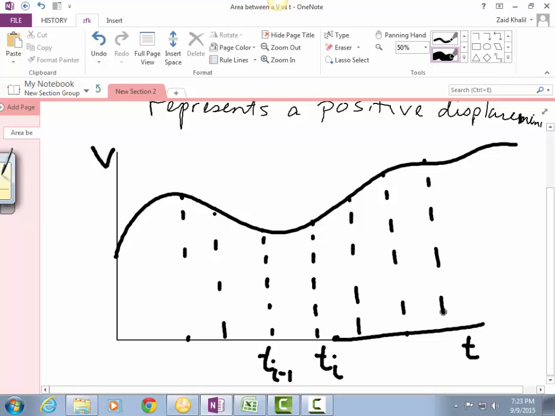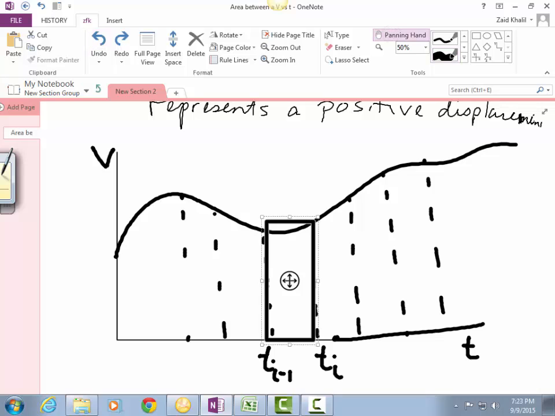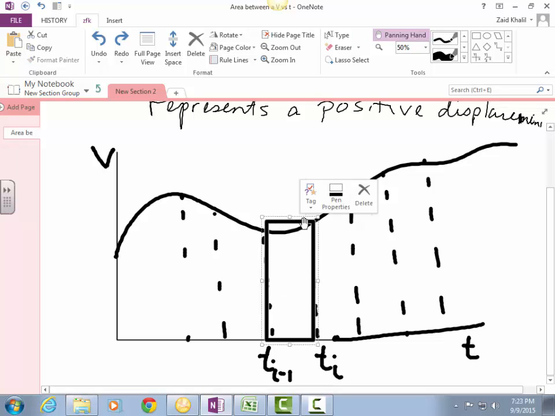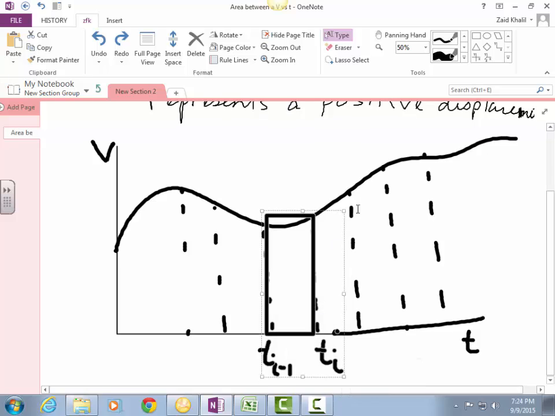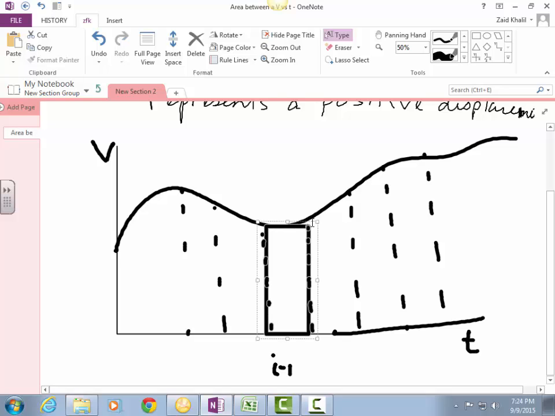Well, the idea is this. I can approximate this thing by some type of rectangle. So in other words, I'll take a rectangle, and the idea is that I should be able to find a rectangle that has the same exact area. Let's see. I'll shrink this down, as you can see.